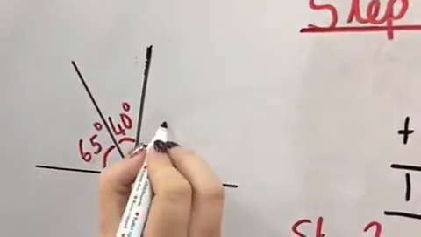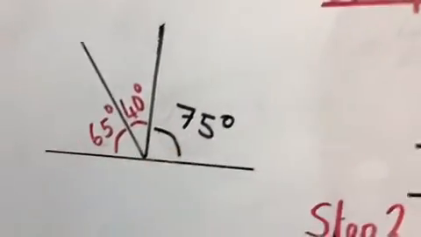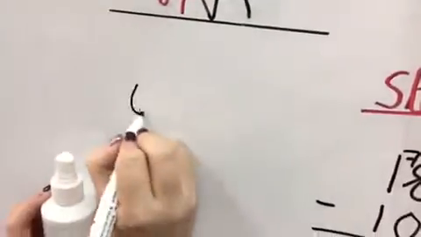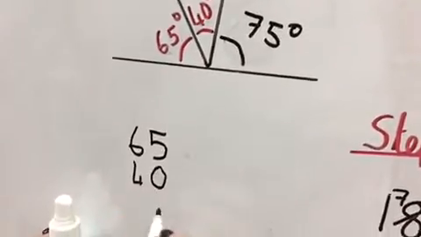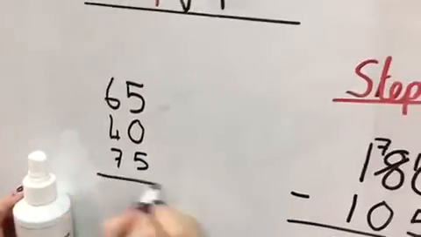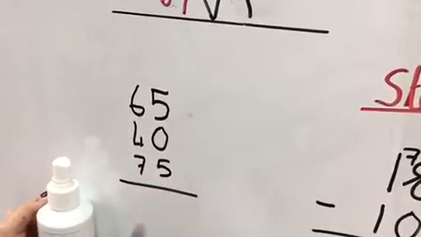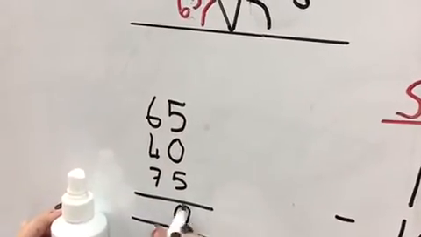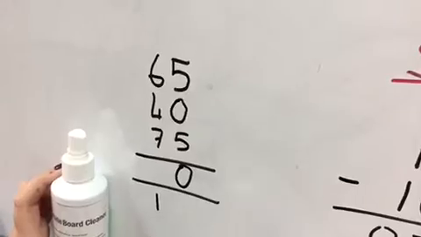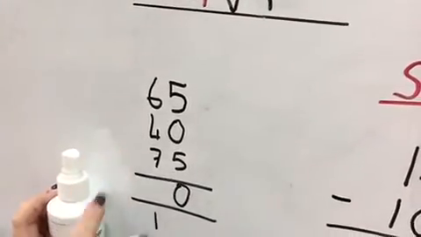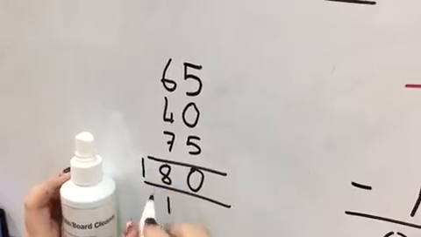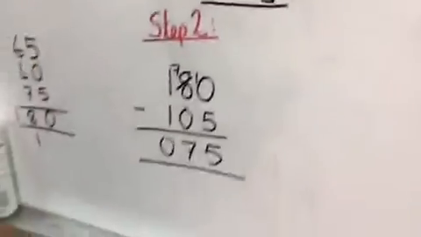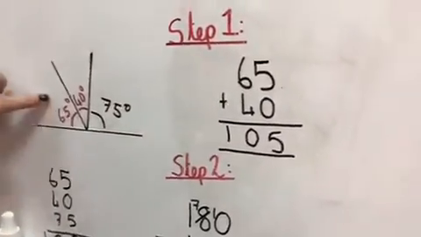Now, if you wanted to double check that, you can add all the angles together and you should get 180. Miss Heath is going to demonstrate that now. So 5 add 0 add 5 is 10. I'm going to put my 0 here, carry my 1 over. 6 add 4 is 10, add 7 is 17, add 1 is 18. So all of our angles correctly add up together to make 180.